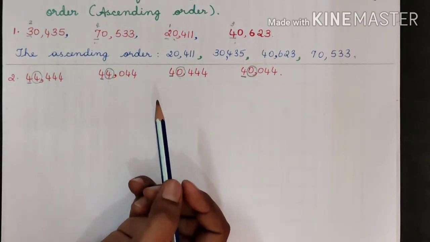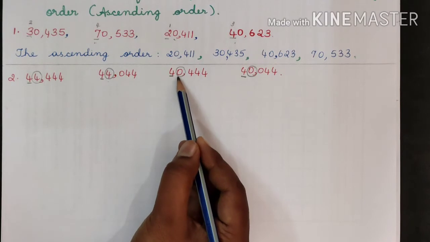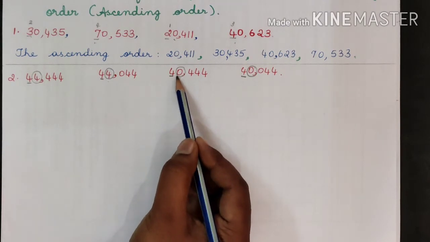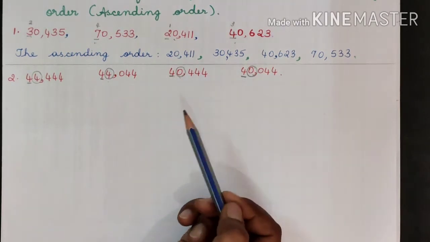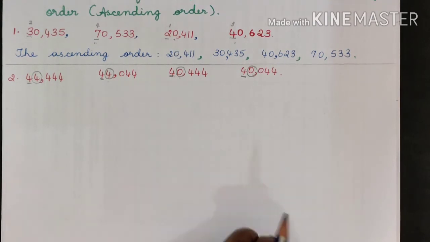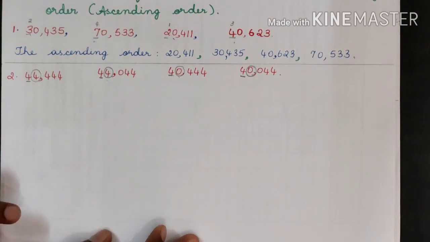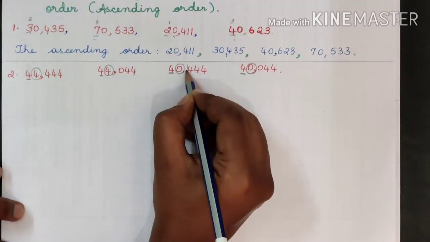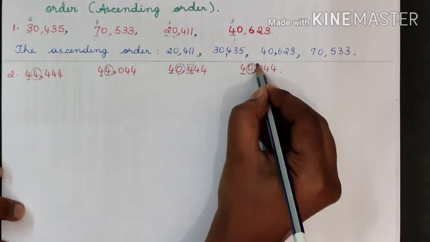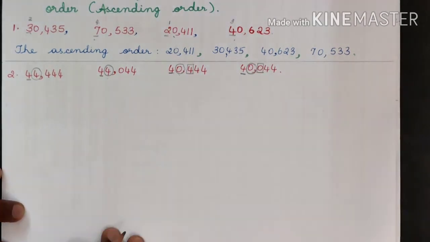So now let us see the number with the 0 in thousands place. We have 2 numbers again with 0 in thousands place. In that case, what shall we do? When thousands are same, compare hundreds. Good. So compare hundreds. We have 4 hundreds and 0 hundreds.